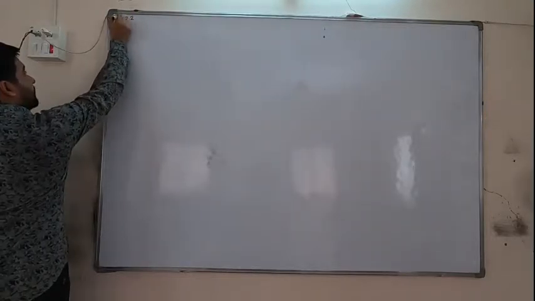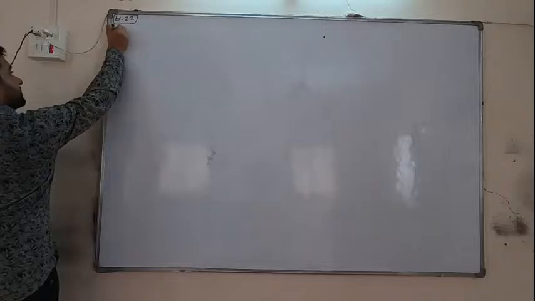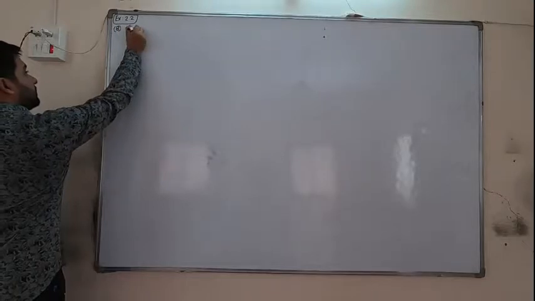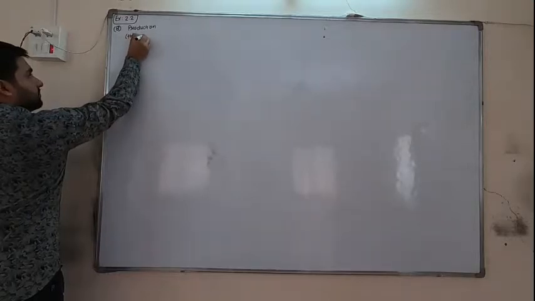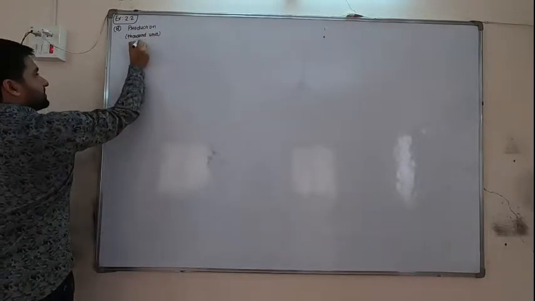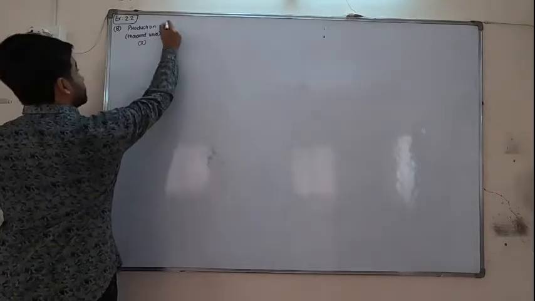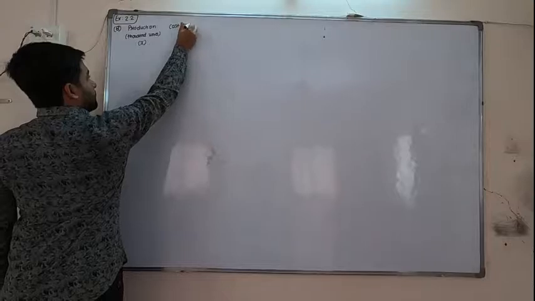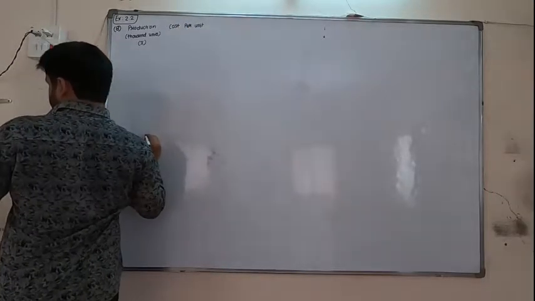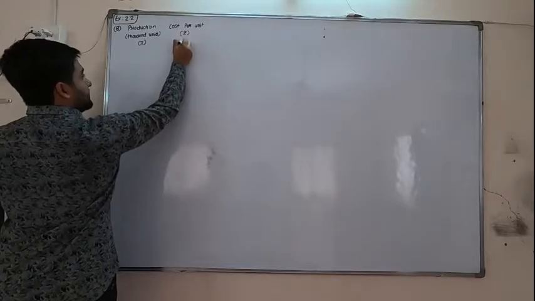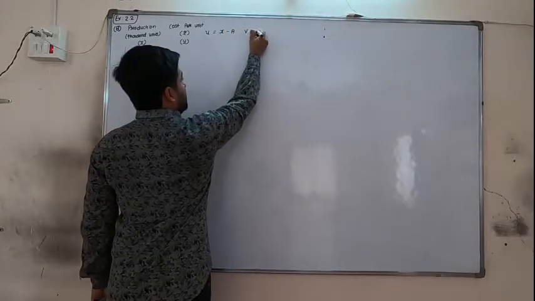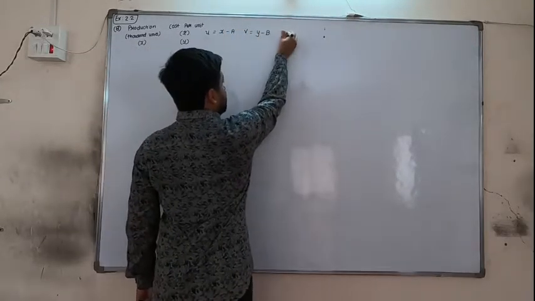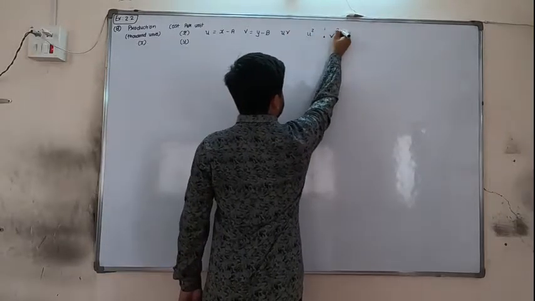So exercise 2.2, going for the sum. Production in 1000 units, that is X. Cost per unit in rupees, that is Y. U is equal to X minus A. V is equal to Y minus B. UV, U square, V square.